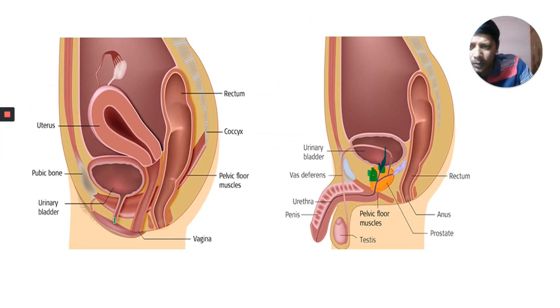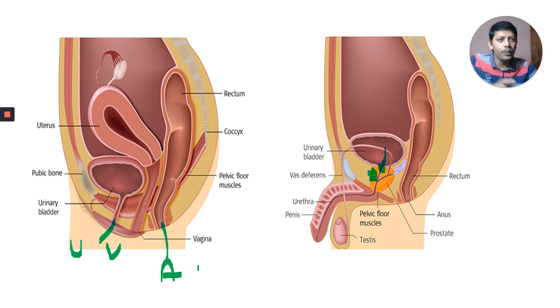This is the urethra in females, and this is the vagina, and this is the anus. You should remember the order of these three openings from back to front. What is present first? Anus. Then what comes? Vagina. And the next one is the urethra. That means the urethra of the female is close to the vagina. That is an important point.